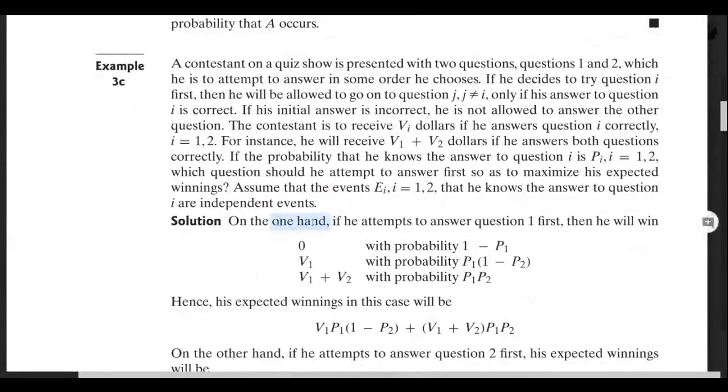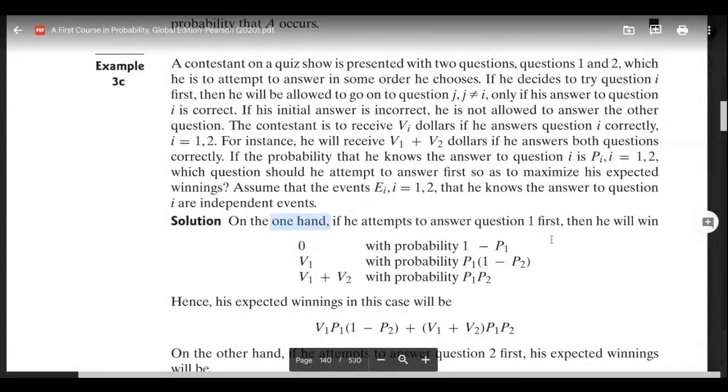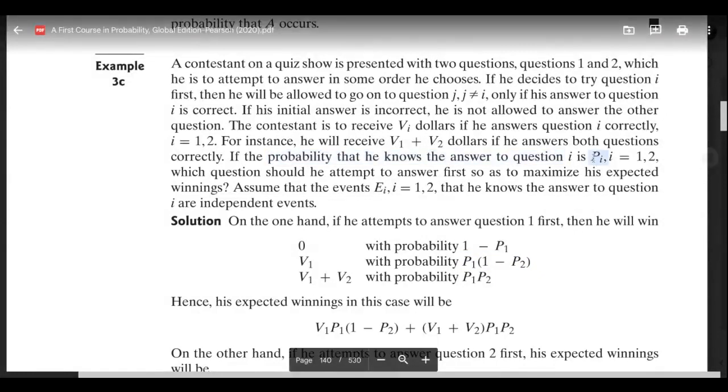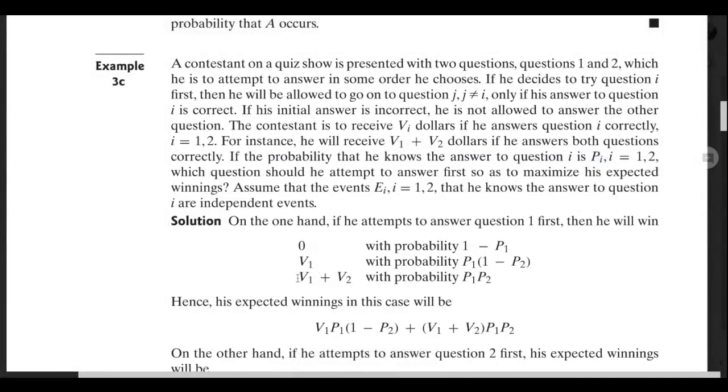So on the first hand, if he attempts to answer question 1 first, then he will win nothing with probability of 1 minus P1. But he wins V1 with a probability of P1 multiplied by 1 minus P2, because he knows the answer to question 1 but not question 2. Then he gets V1 plus V2 with a probability of P1 times P2.